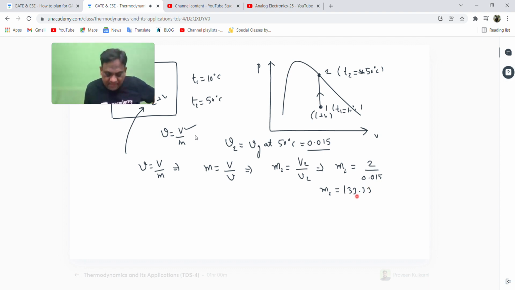Total mass is 133. How can total mass be 133? How can liquid mass be more than this? Definitely it has to be less than this. So if you get more than this, your answer is wrong. Yes, Prashant, you are right.